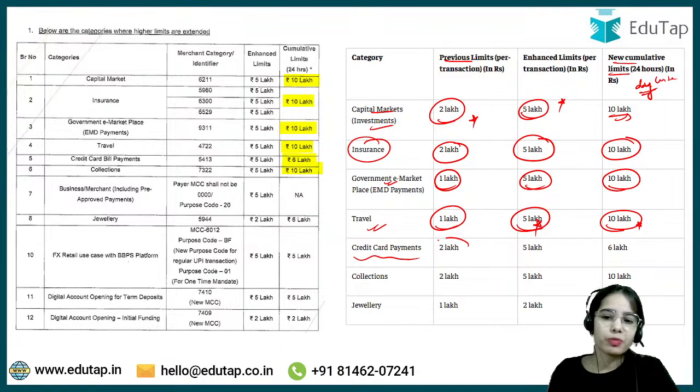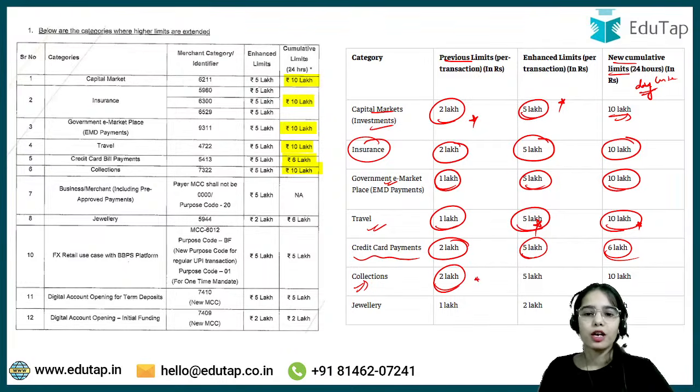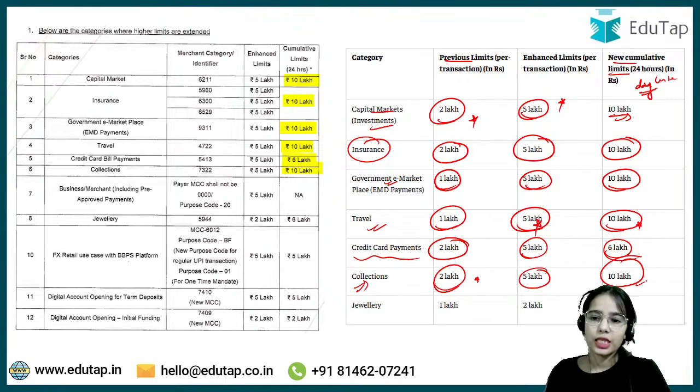For credit card payments, before the limit was 2 lakh rupees, now the limit is 5 lakh rupees on a per transaction basis, and 6 lakh rupees on a daily basis. For different collections that happen, the previous per transaction limit was 2 lakh rupees. Now it has been enhanced to 5 lakh rupees per transaction, and 10 lakh rupees as the day wise limit. So these are the day wise limits, and these are the per transaction limits.